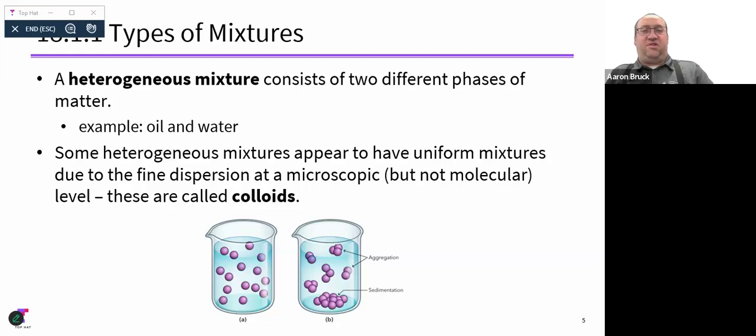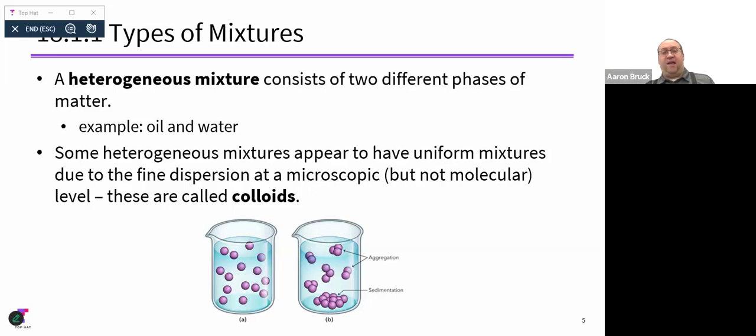We also talked about heterogeneous mixtures, where we have 2 different phases present. For example, things like oil and water, where we can't get them to mix together. They don't mix together, and so they separate into 2 different layers. But there is a category that we did not talk about in Chem 105, and that is this third category here, where we have a heterogeneous mixture, but it appears to be uniform. The reason it appears to be uniform is because at the microscopic level, there is a fine dispersion of the molecules within the medium.